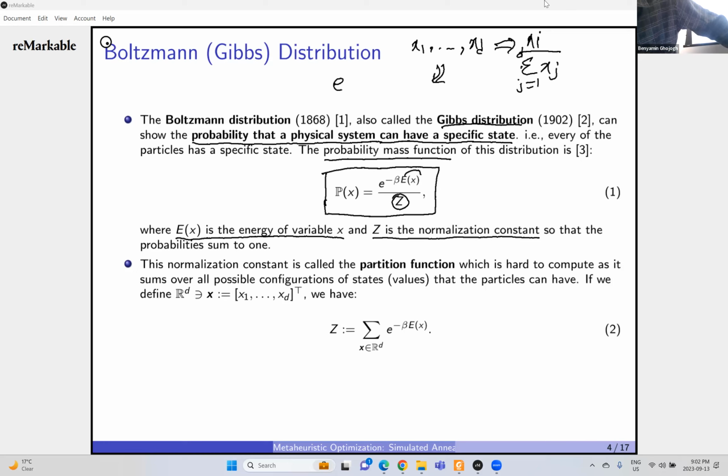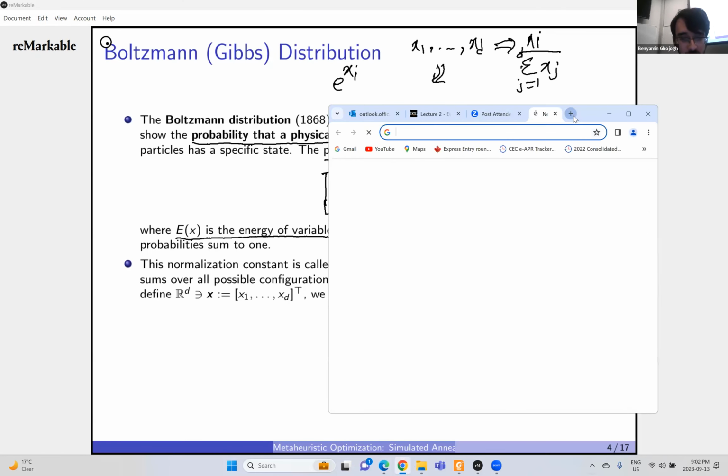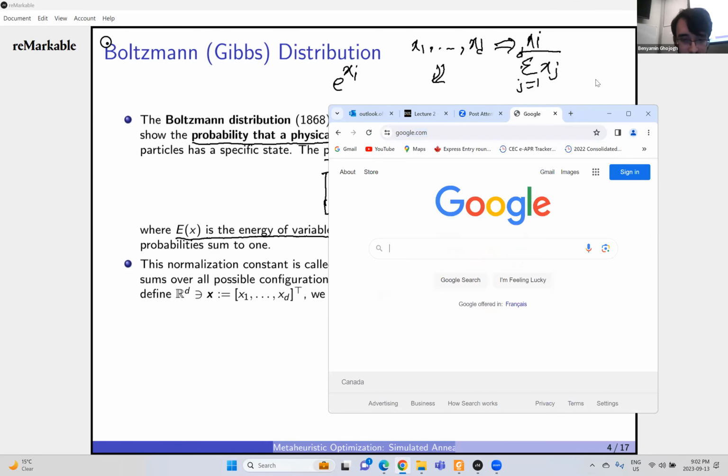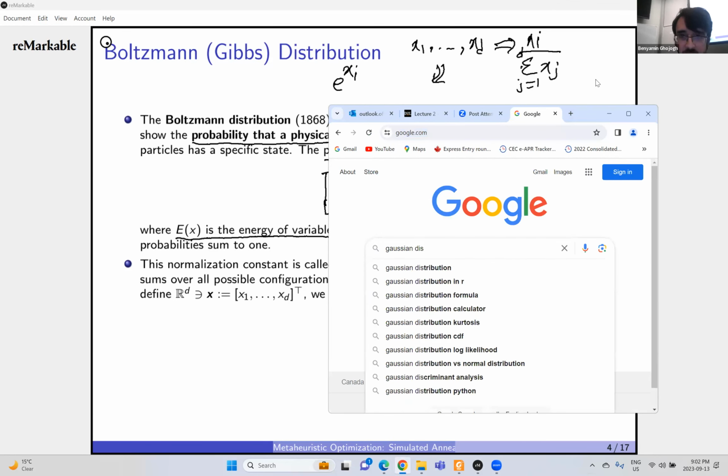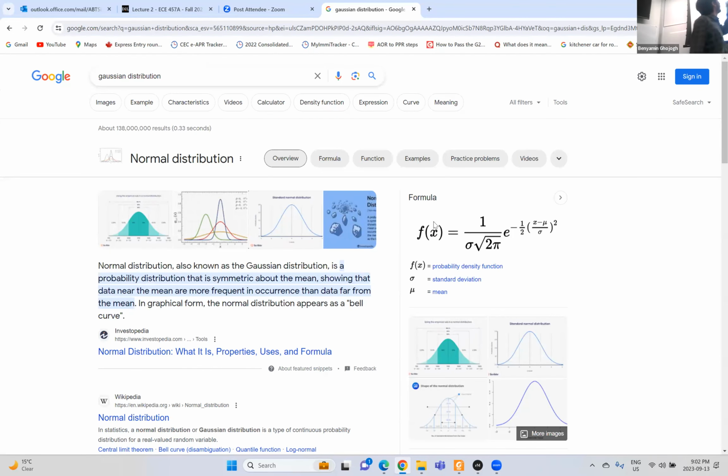So e to the power of xi, what happens? What is e to the power of xi? Can you tell me? It's exactly the Gaussian distribution. Let me Google it. It's this, right? f(x) equals 1 over something, e to the power of something. So when you have e to the power of something, it becomes like a Gaussian distribution. Or in general, it becomes the exponential family of distributions.